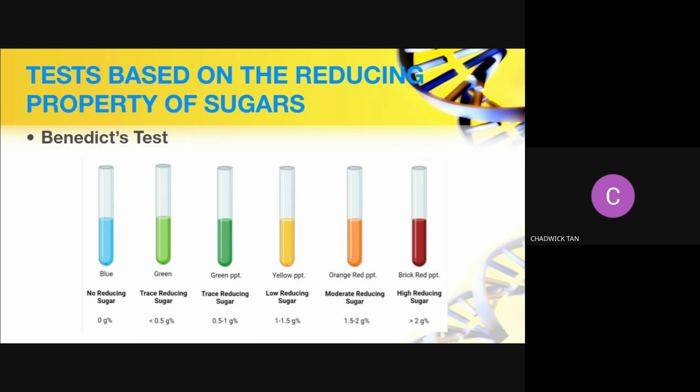Pag may trace, so medyo green. So around 1% dapat may deep green, no? Dapat pag tumaas yung concentration, yellow precipitate. Tapos pag moderate reducing sugar, yan, magiging orange. Pag high reducing sugar, magiging brick red dapat.